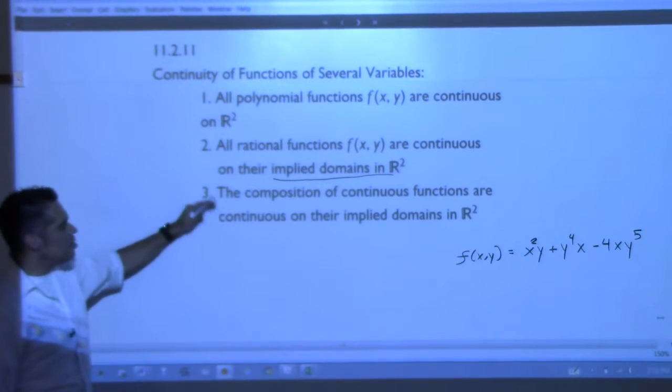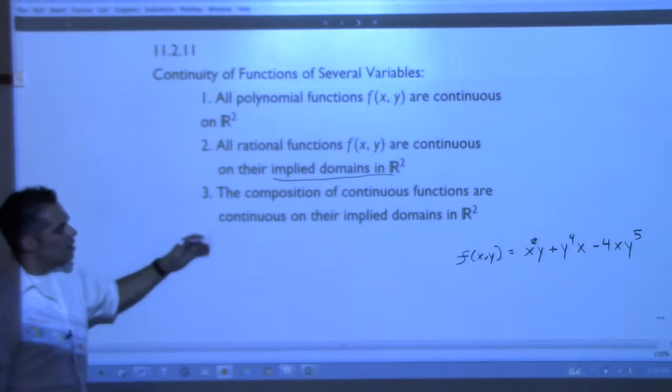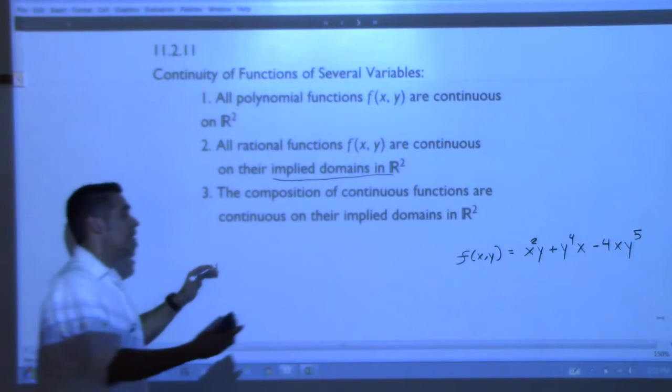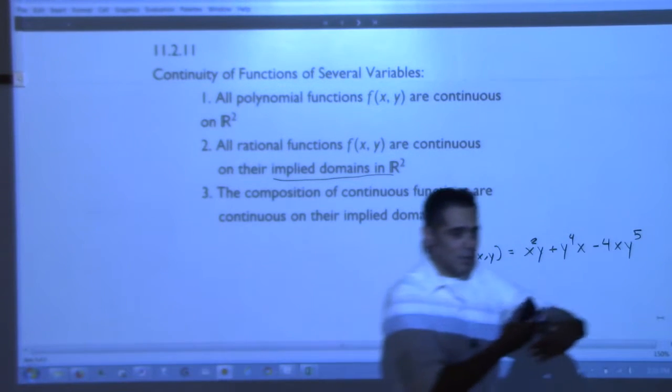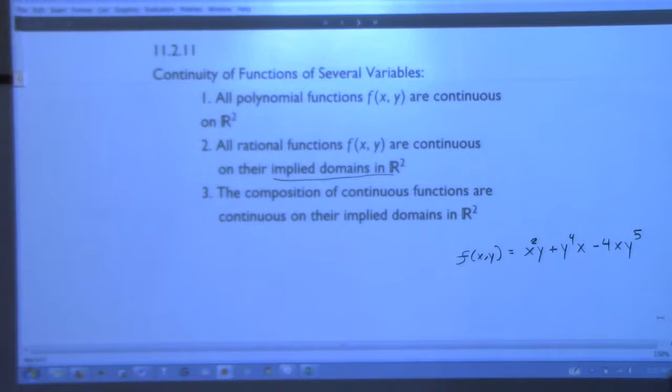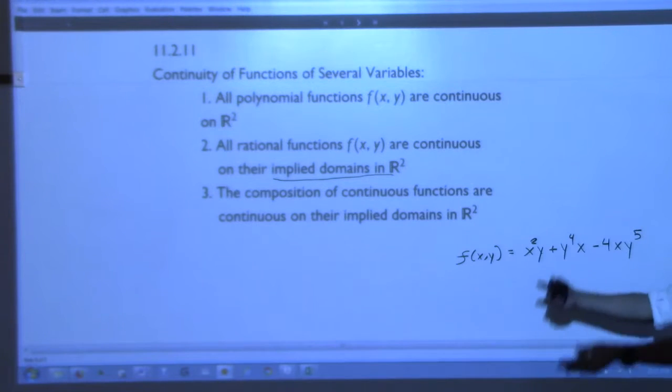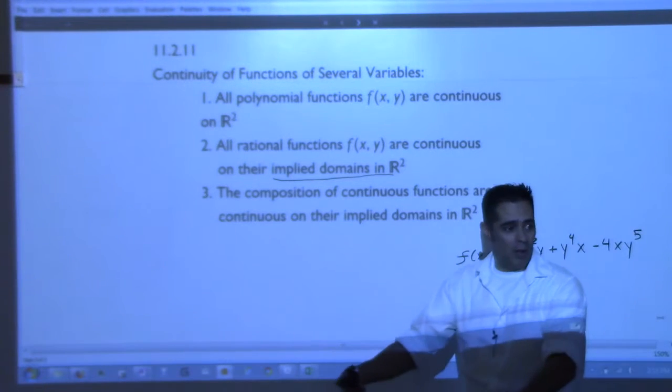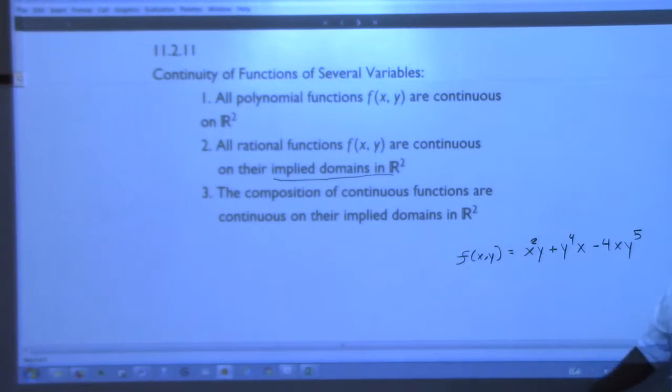And then the composition of continuous functions are also continuous. So if you take a continuous function and plug it into another continuous function, you still remain continuous. This is not super important, all right? I'm just showing you that we can still proceed in this class, even though we can't do limits very well, and it's difficult, we can still proceed because we have these results.